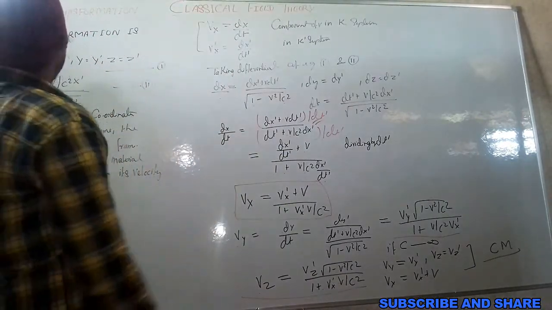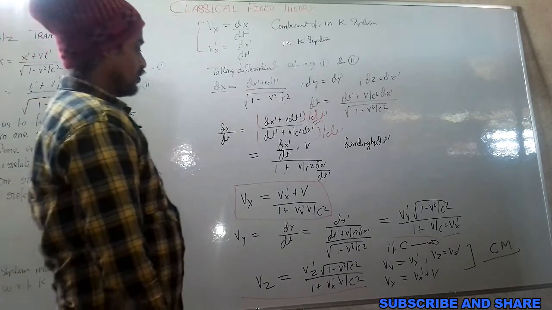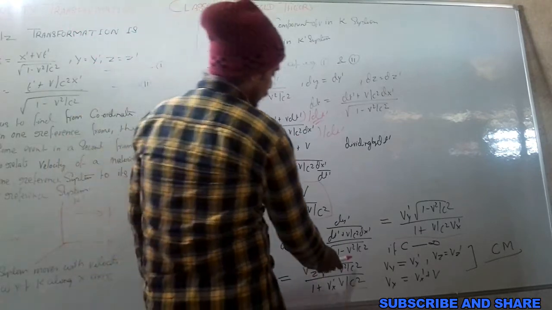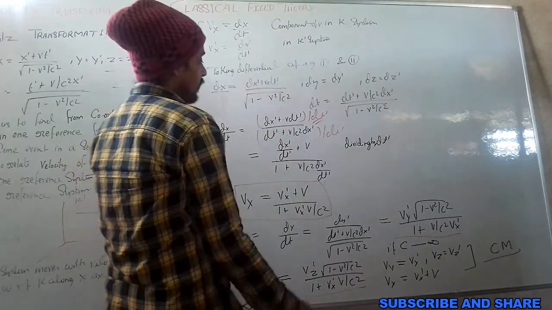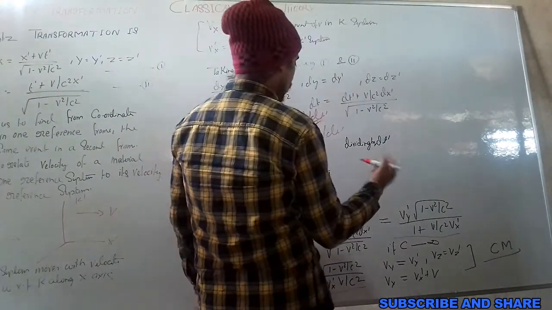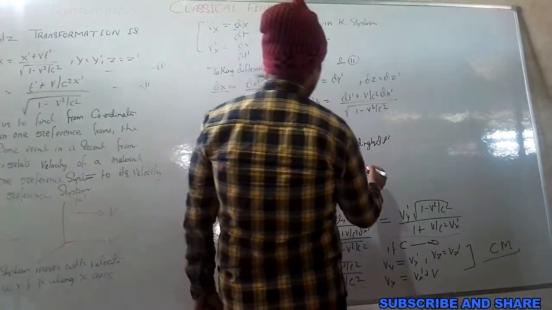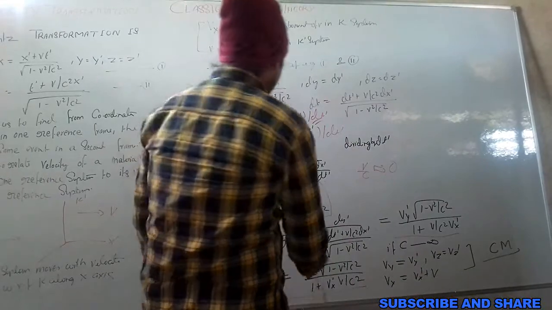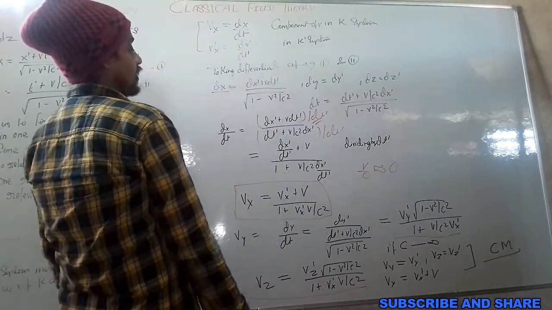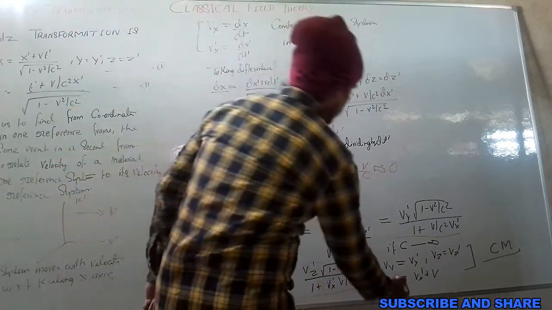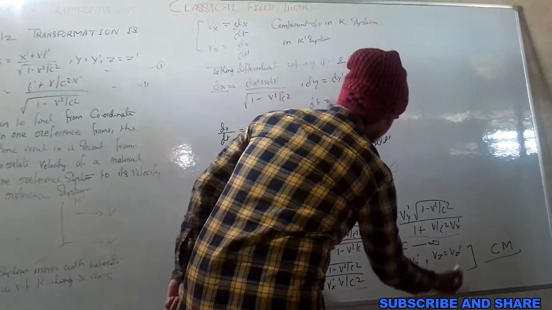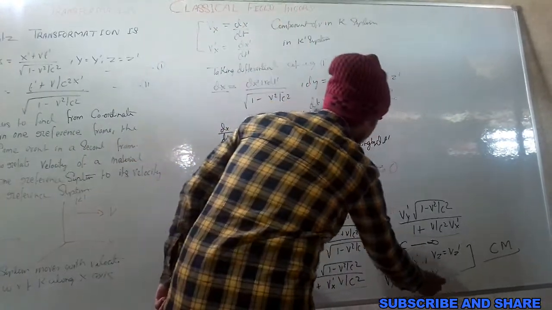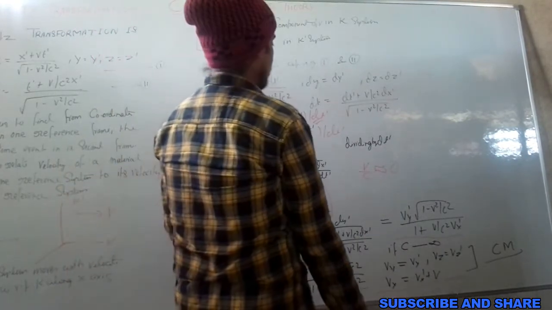This is the velocity transformation. Now suppose the velocity of light c becomes infinite, or the velocity v of this reference system becomes very low compared to the velocity of light. It means v by c can be taken as almost 0. Then it will transform back to the transformation for the velocity in classical mechanics. So Vy equals Vy dash, Vz equals Vz dash, and Vx equals Vx dash plus V. This is identical to the velocity transformation in classical mechanics.